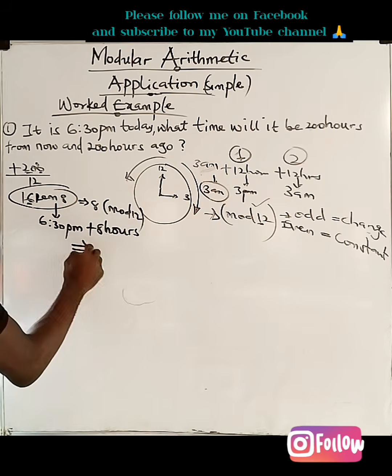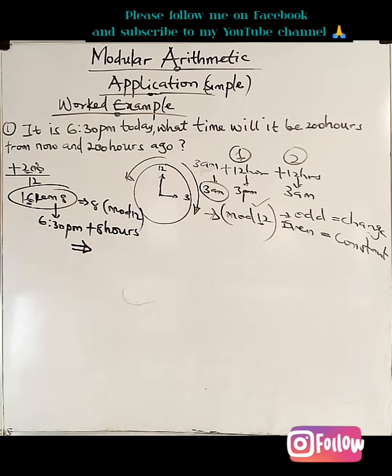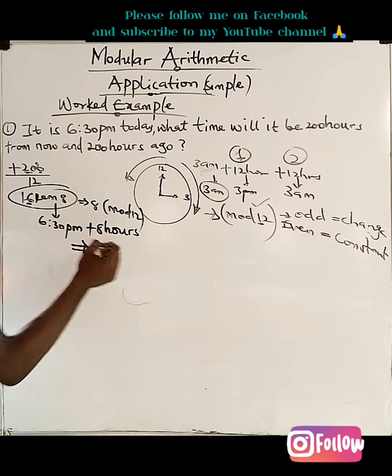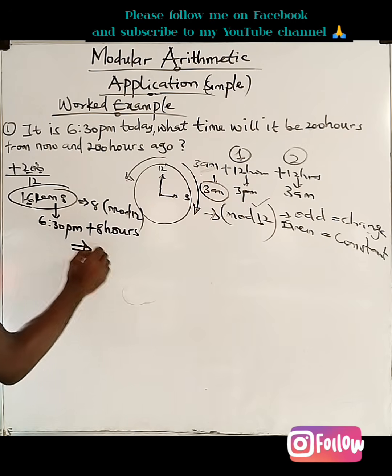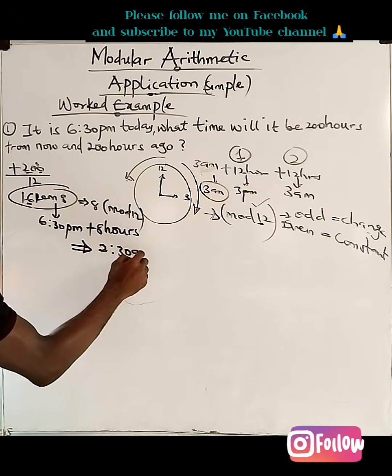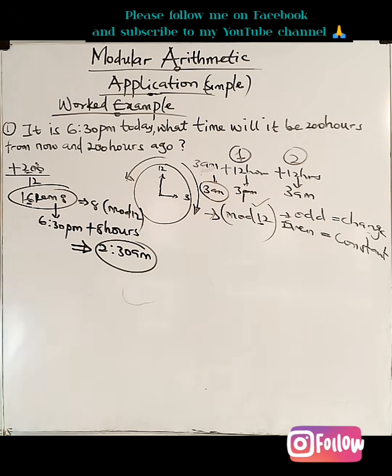So after 200 hours, in the next 200 hours, what do we have? 6:30 p.m. plus 8 hours, which is 8 modulo 12. What's going to be 6:30 to 12:30 is 6 hours. Then 12:30, 1:30, 2:30. So that's 6:30 to 12:30 a.m., I beg your pardon. So that would then be 2:30 a.m. That is the result.